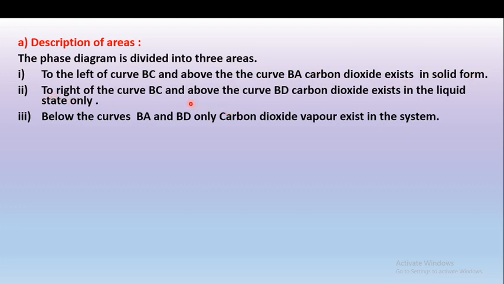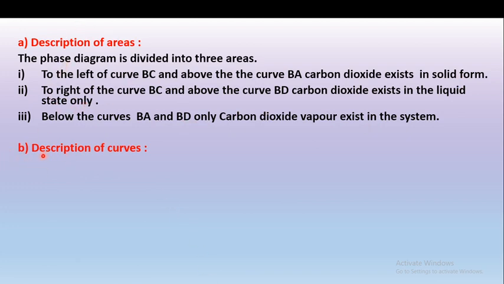To the right of the curve BC and above the curve BD, carbon dioxide can exist in a liquid state only, and below the curve BA and BD, carbon dioxide exists in a vapor phase only. So these are the three phases. To the left solid, to the right liquid, and below the curve it exists in a gaseous phase. This is about the description of the areas.